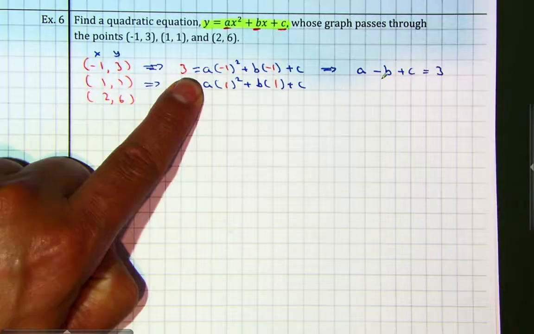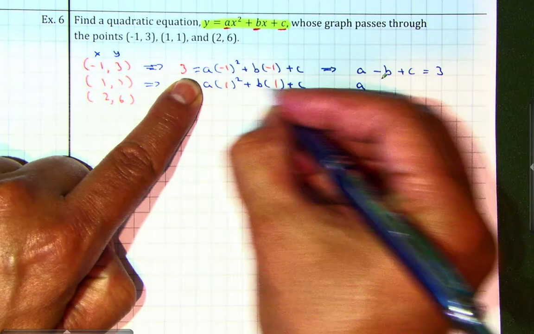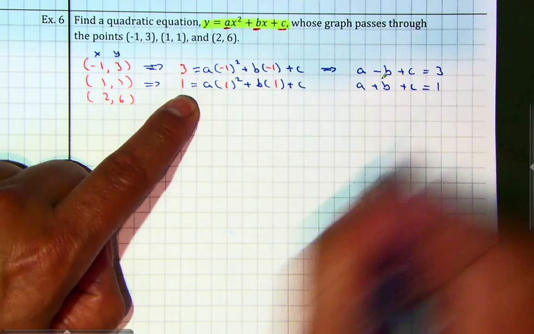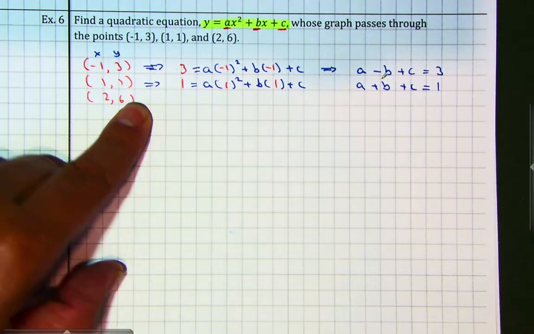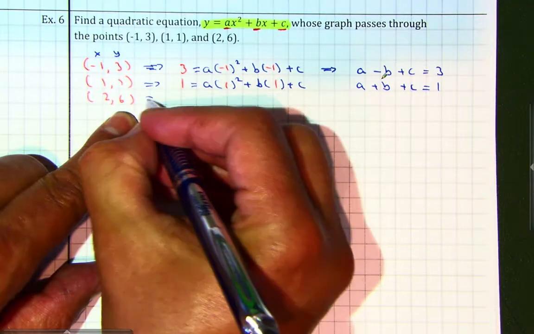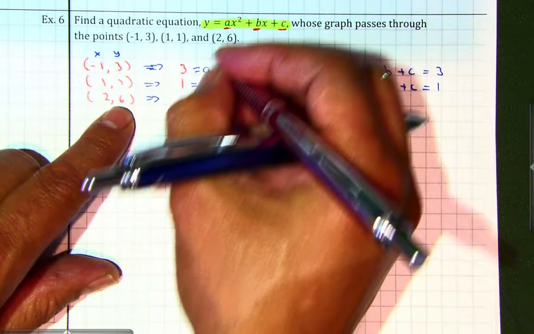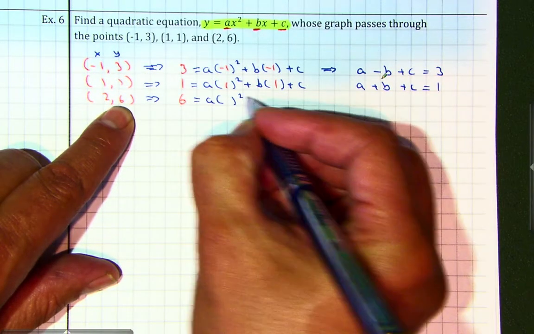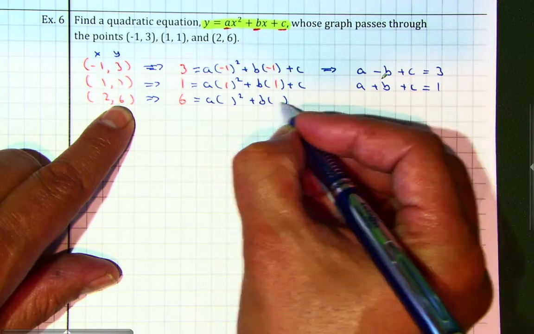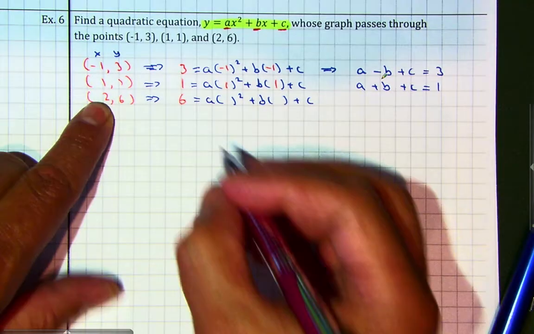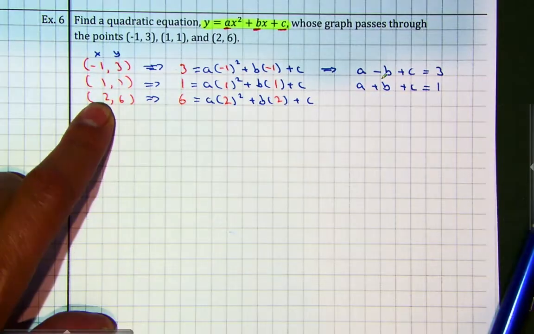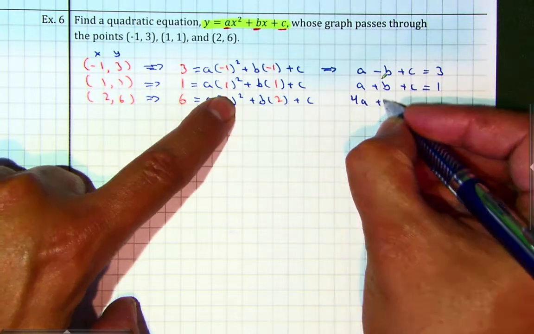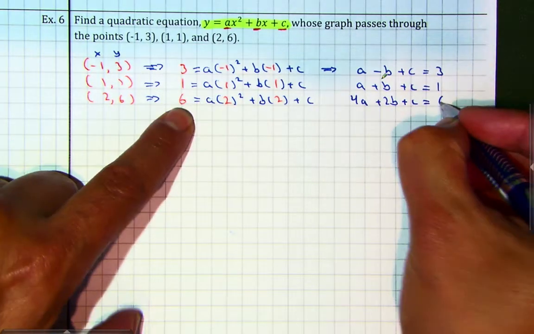One squared is 1 times a is a. That gives me a plus b plus c, and that will be equal to 1. Now let's do the same thing for the last one. For the last one, y is 6. We have a squared plus b plus c, where now the x value is 2. 2 squared is 4 times a will be 4a plus 2b plus c will be equal to 6.